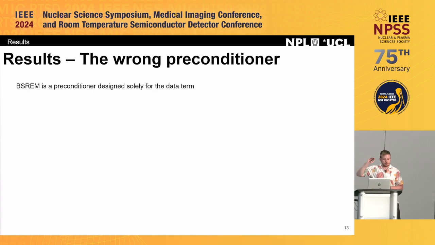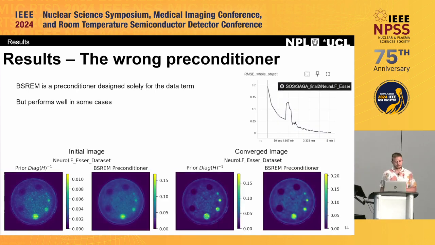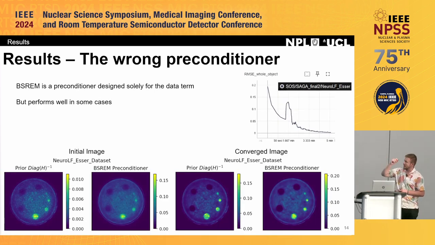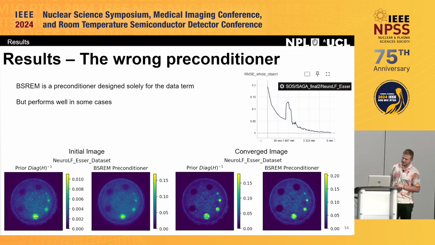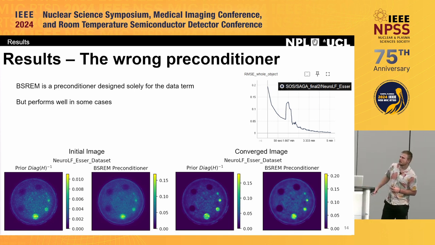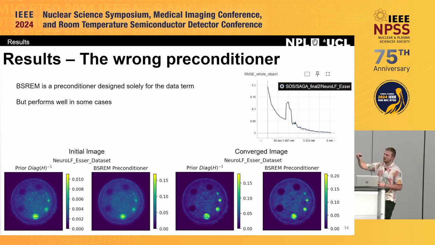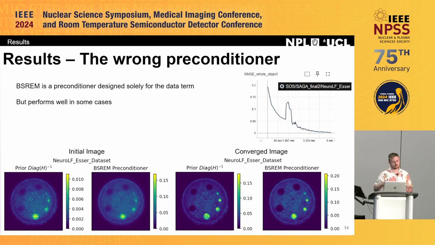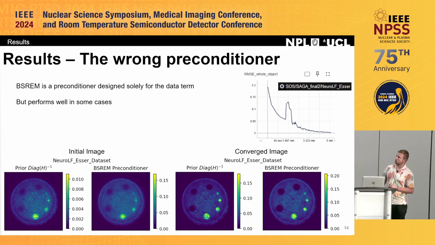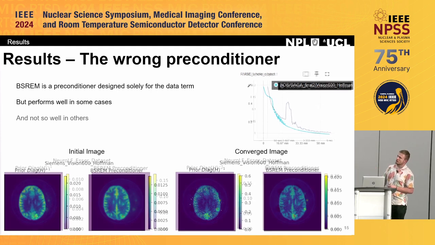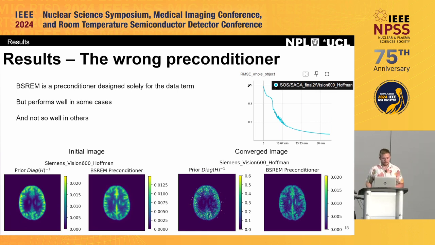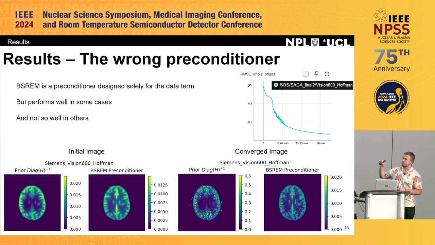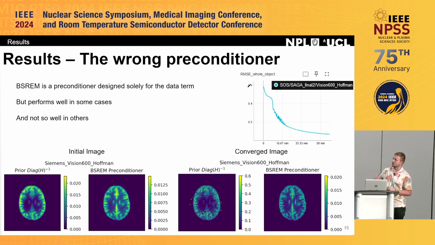The preconditioner that we use is designed solely for the data term, but it does perform quite well in some cases, and this is where we managed to get quite quick convergence. And I don't know how easy this is to see, but we're comparing the BSREM preconditioner here to the inverse diagonals of the Hessian for the prior term. You can see that when our algorithm performed quite well, they were very similar, even towards convergence. But when we performed poorly, the BSREM preconditioner was very, very different to the diagonals of our inverse Hessian.